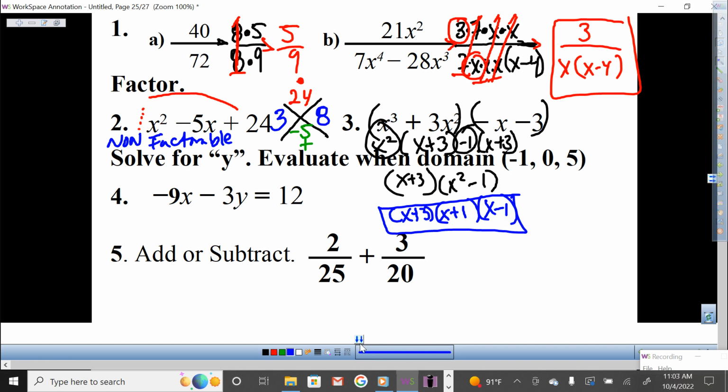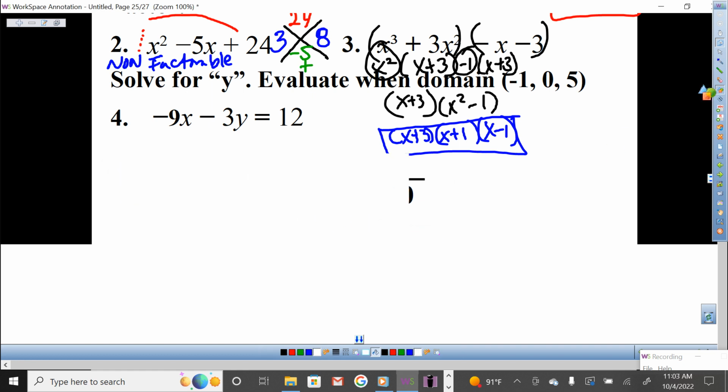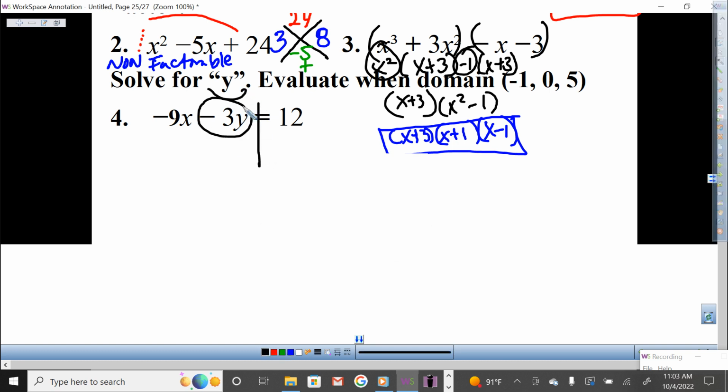Let's go to number 4. And once again, I know I'm going a little bit faster on the warm-up, but it's because we need to get to the session today. We have a lot to cover. We need to solve for y. That means I need to leave y by itself, so I add 9x, add 9x. We're left with negative 3y equals 9x plus 12.